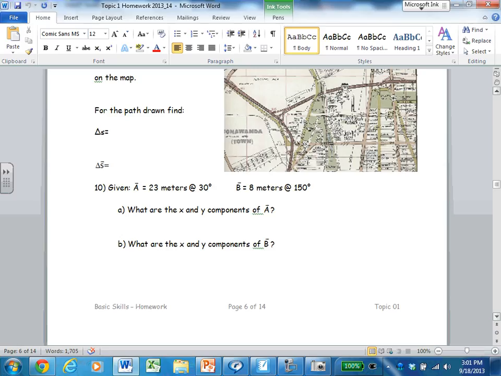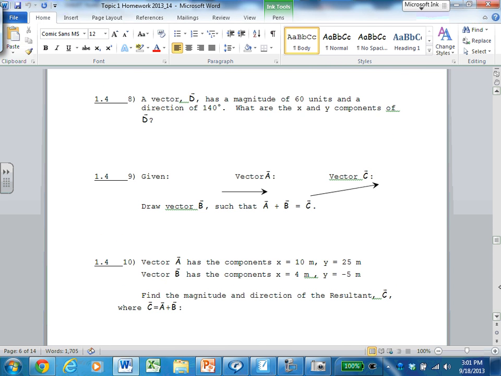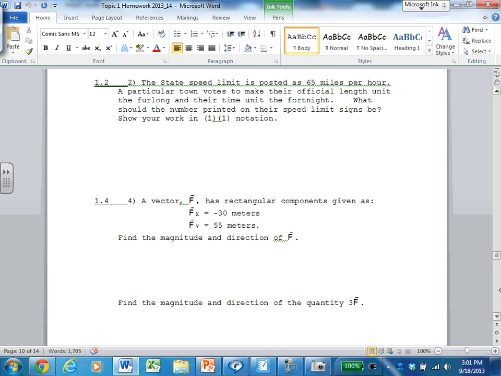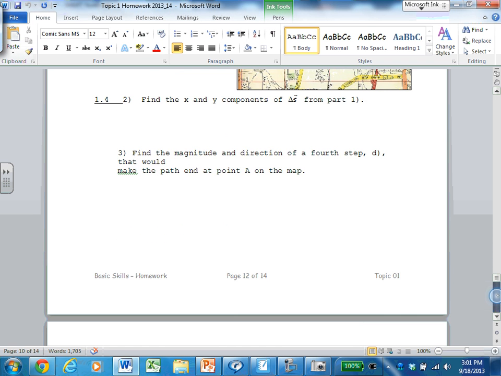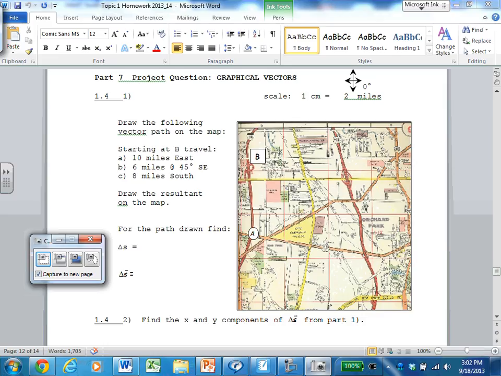All right, so now we're going to go on to page 12 of 14. We're going to copy this thing. 12 of 14.